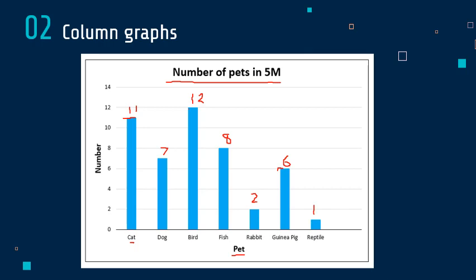And again, just to find the total number of data values, all I need to do is add these up. So the total number of data values would be the total number of animals or total number of pets that all of the students in 5M have together.